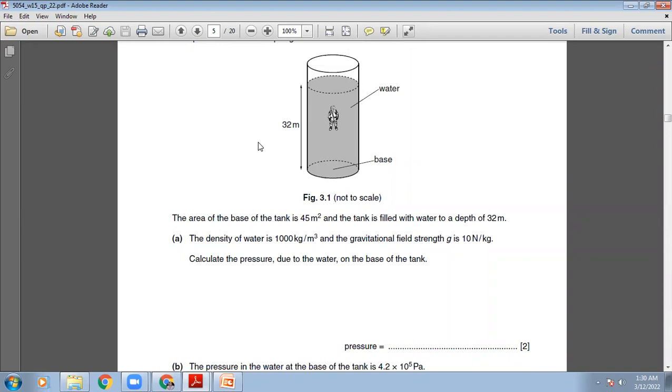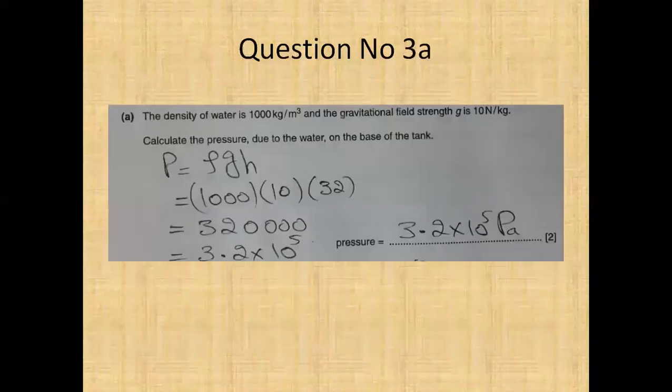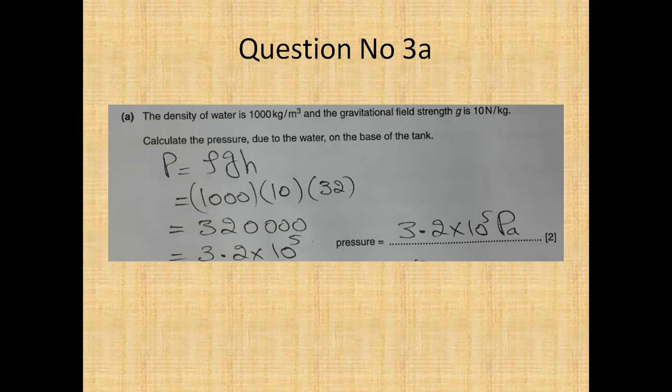Pressure is equal to rho g h. So the rho is 1000, the g is 10, and the depth of the water is 32 meters. Just enter these values in your calculator. You will get 320,000 Pascal, so it will be 3.2 × 10^5 Pascal.